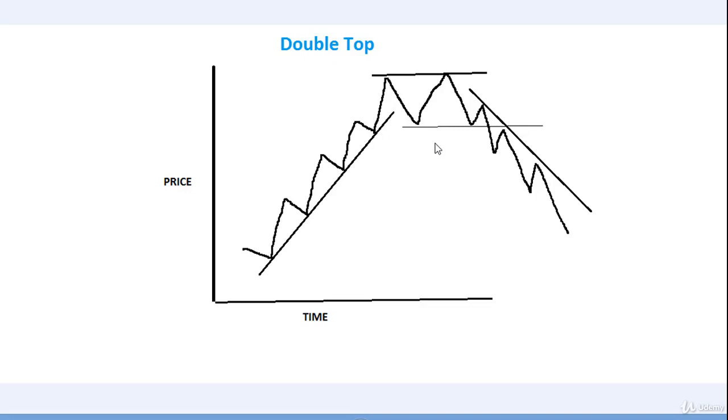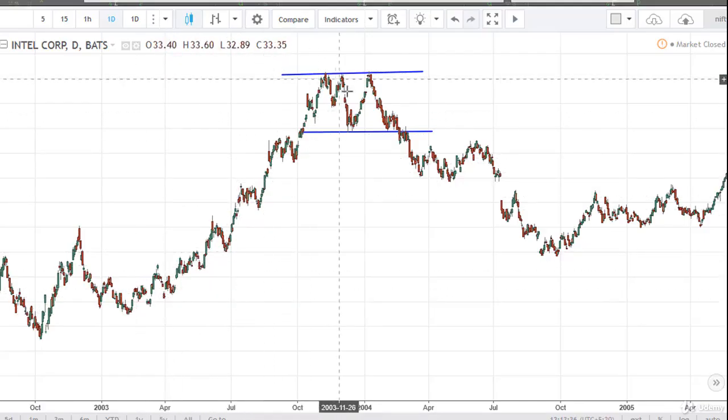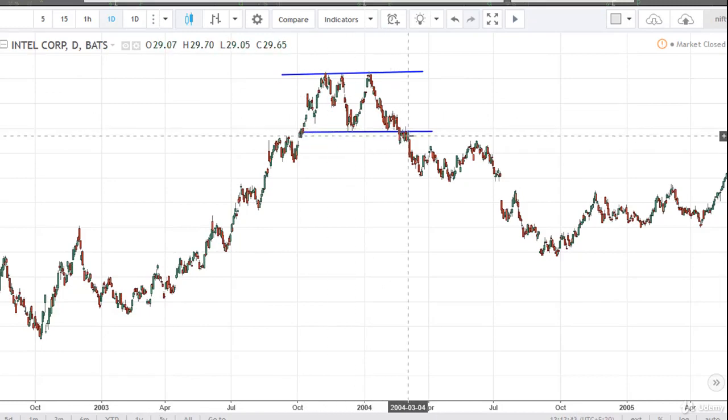Volume during the rise of the second peak must be lower than that during the rise of the first peak. This is the example of double top pattern. Prices are in uptrend and both peaks are taking support on the same support line, which we call the neckline. Here we get a breakout on this neckline in downward direction.